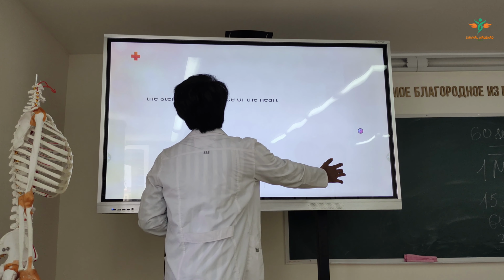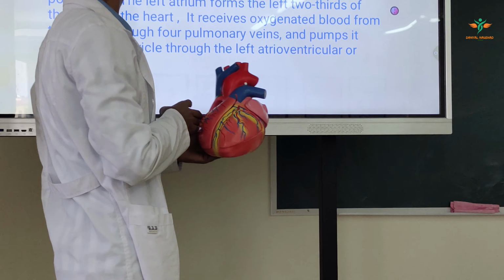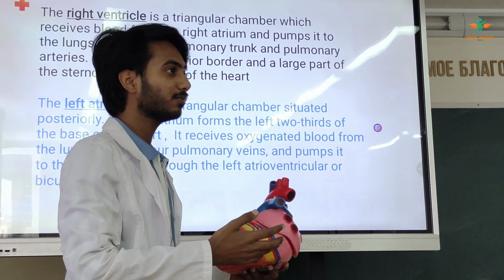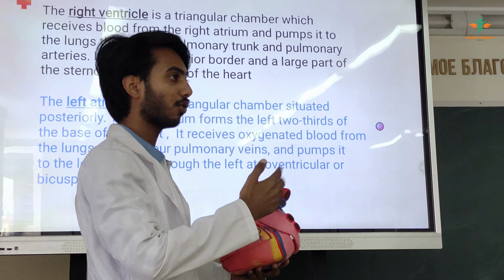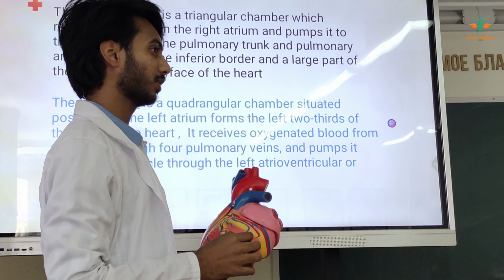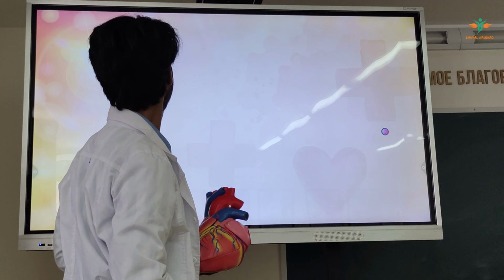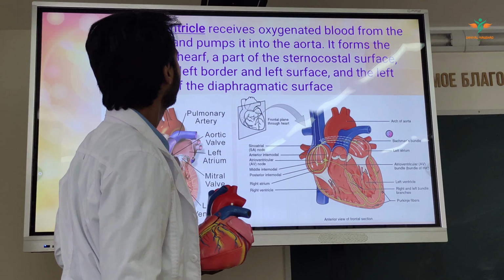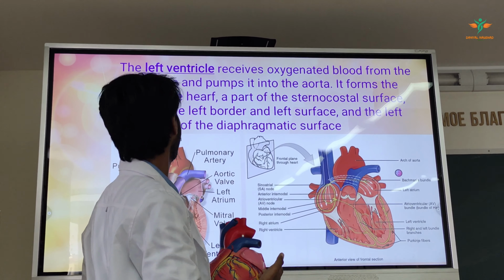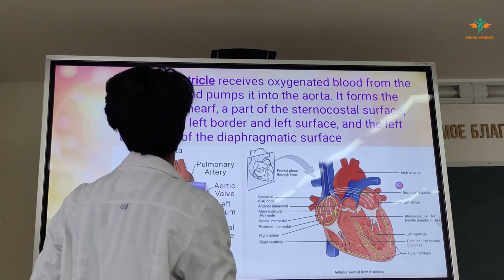Now the right ventricle. The right ventricle is a triangular chamber that sends blood to the lungs through the pulmonary trunk. The left atrium receives oxygenated blood from the lungs and then passes to the left ventricle through the bicuspid opening. The left ventricle receives oxygenated blood from the left atrium and pumps it to the aorta, and it goes to the ascending aorta, descending aorta, and then to the organs.